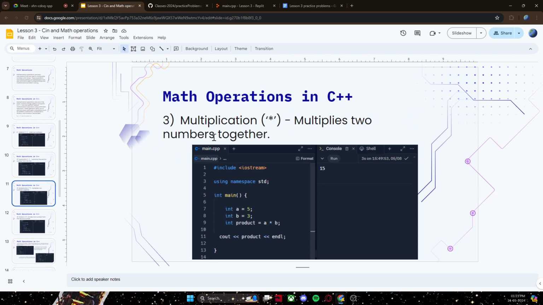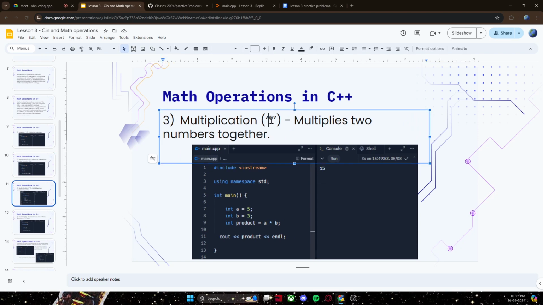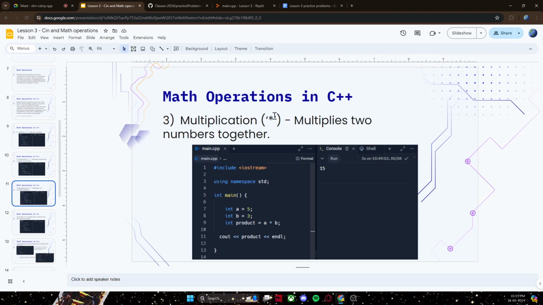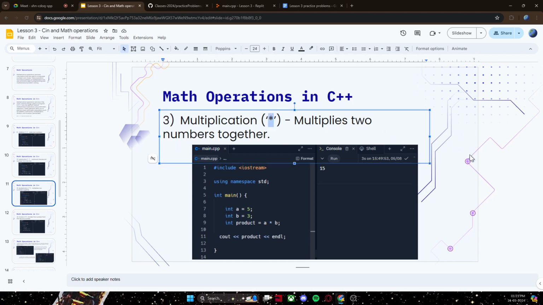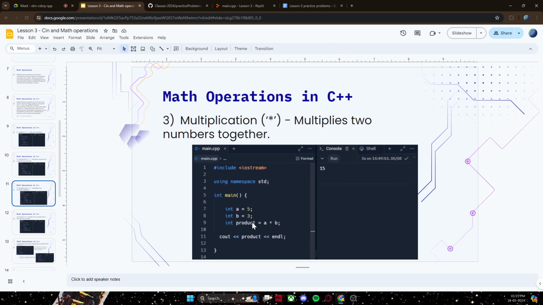The third one is multiplication. So the operator for this is an asterisk. So you just use that whenever you multiply two numbers together. So in this case, again, 5 times 3, which is 15.